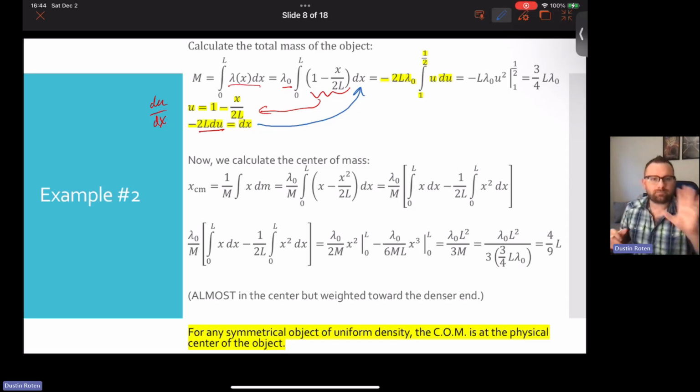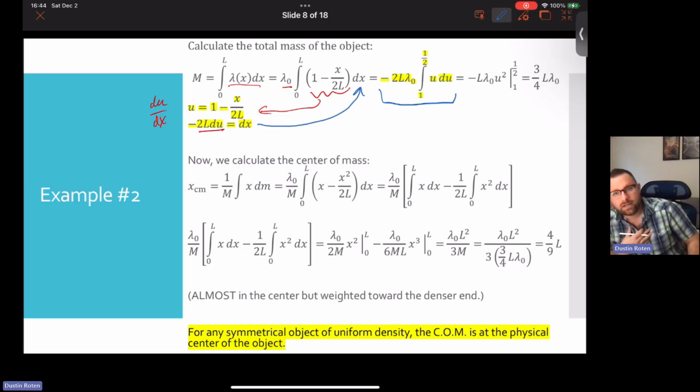All right, so now I've replaced my dx, and I have this much more manageable integral. Okay, well, remember I need to change my limits of integration. I trust that you guys remember how to do that. And then I just turn the crank, right? The integral of u is 1/2 u squared. And then I plug in my limits of integration. And it turns out the total mass is 3/4 L lambda naught.